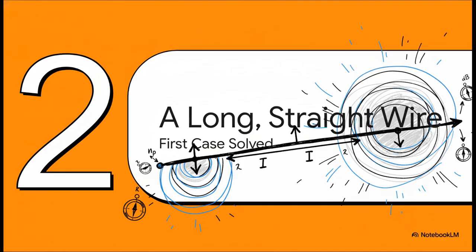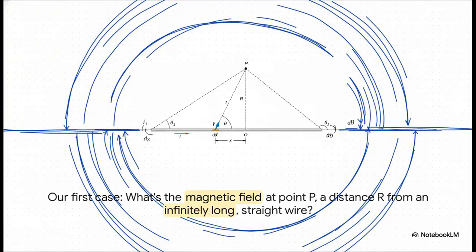Okay, we have our tool. Let's get our hands dirty and actually put it to work. And we're going to start with the simplest case we can think of: a really long, straight wire with a current running through it. So, picture this, an infinitely long, straight wire. It's carrying a current, we'll call it I. And our job is to find the magnetic field at some point, let's call it P, that's a distance r away from the wire.